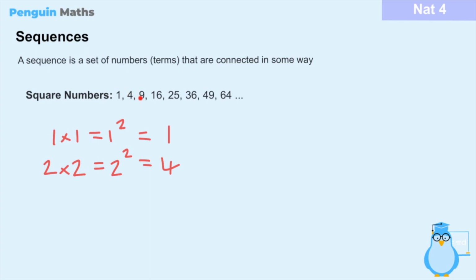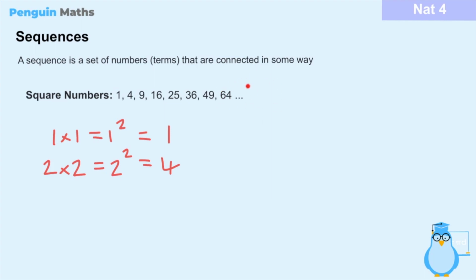And this pattern continues along this sequence, so we have 3 times 3 is 9, 4 times 4 is 16, 5 times 5 is 25, 6 times 6 is 36, 7 times 7 is 49, 8 times 8 is 64.